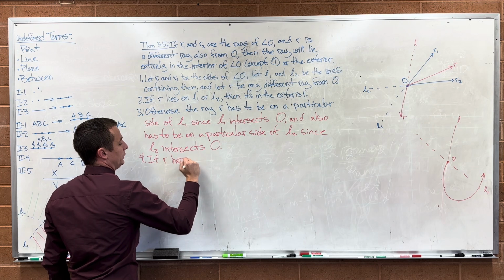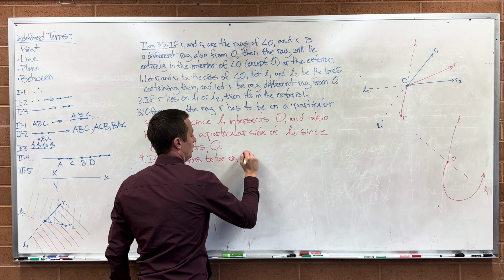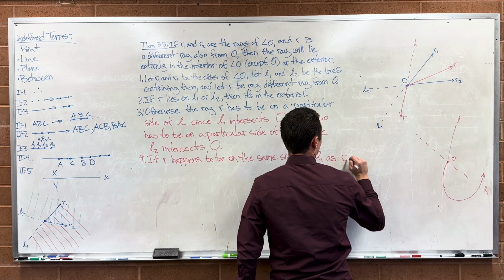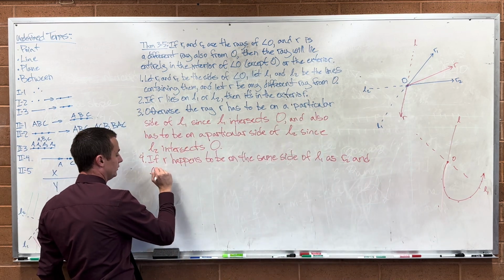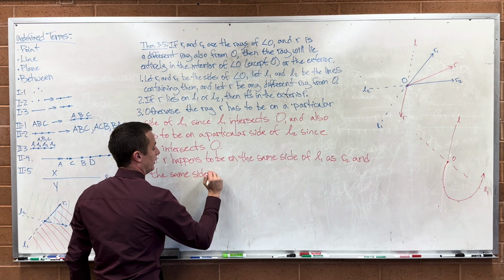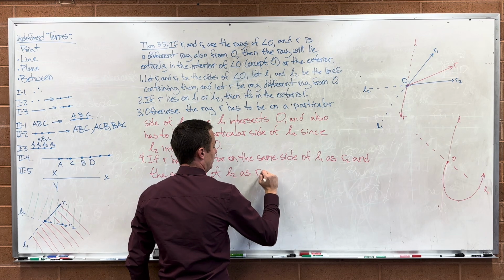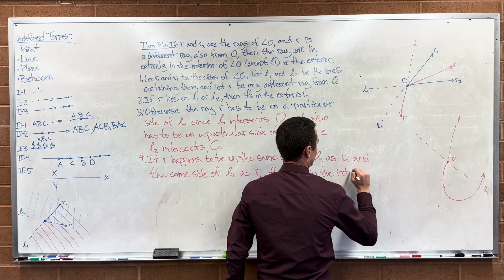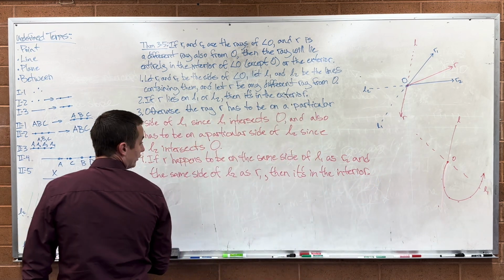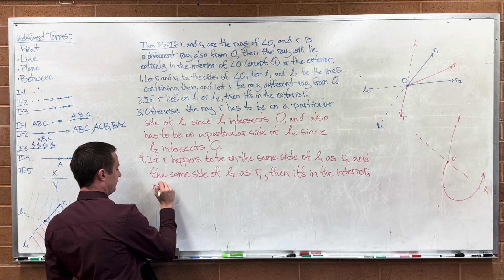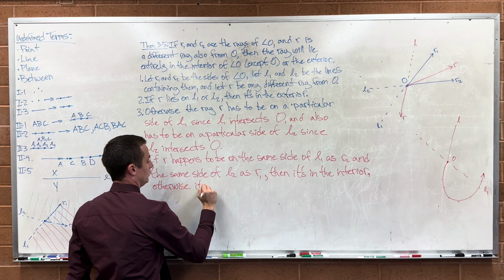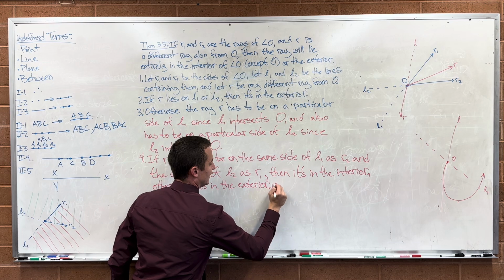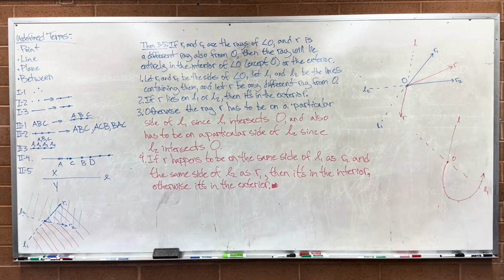If R happens to be on the same side of L1 as R2, and the same side of L2 as R1, comma, then it's in the interior. Comma, kind of a long sentence, otherwise it's in the exterior. And we're done. So either it lies completely in the interior, with the exception of the point O itself, or it lies completely in the exterior.